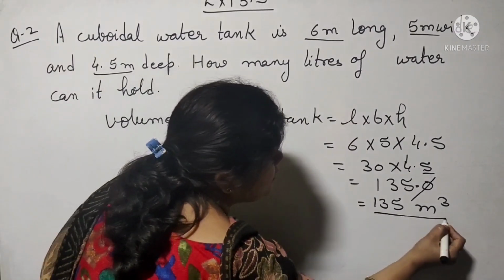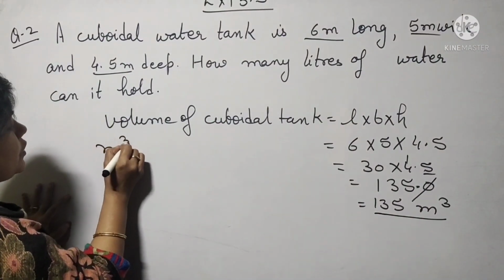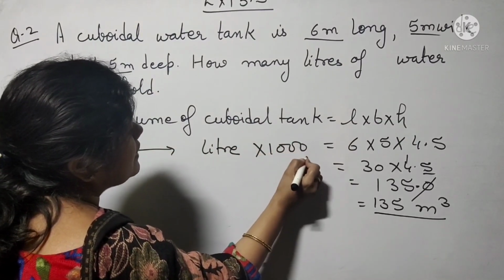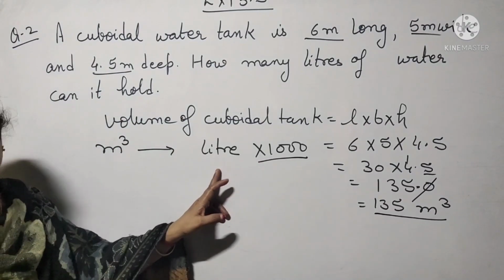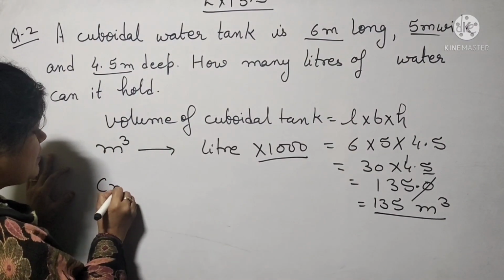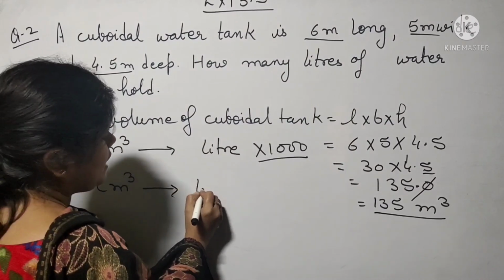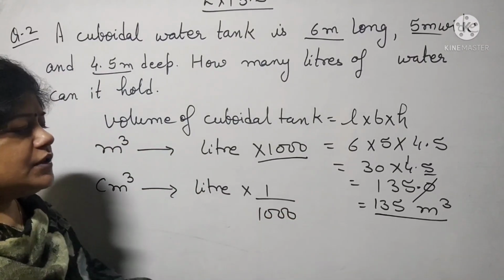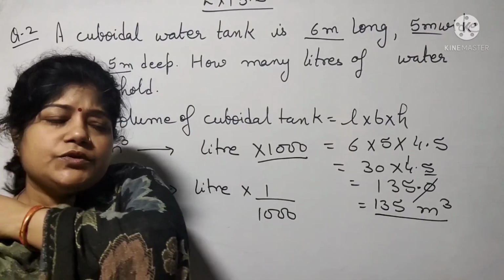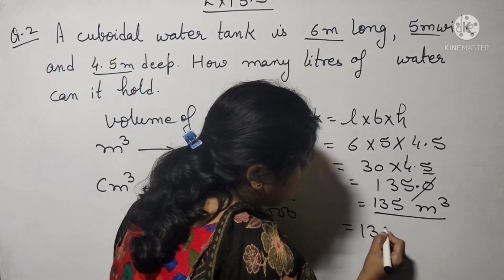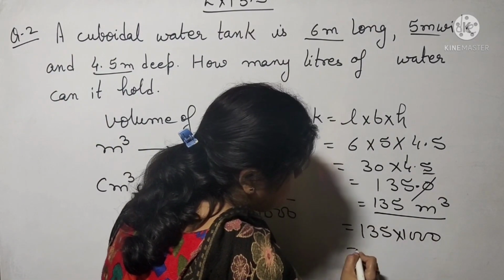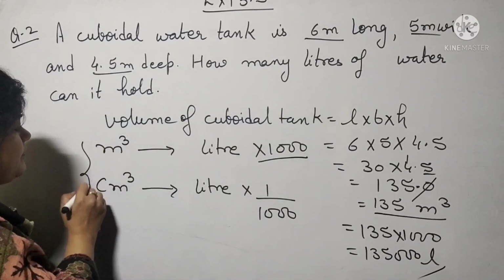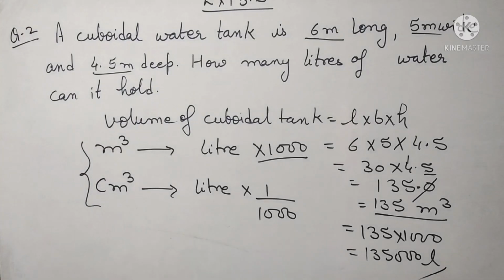But now listen carefully. Whenever we have the volume in meter cube and we have to convert it into liter, we have to multiply by 1000. Then its volume is converted into liters. But when we have volume in centimeter cube and we have to convert it into liter, we have to divide it by 1000. So in this case, we have the volume in meter cube, so we have to multiply with 1000. 135 into 1000 is equal to 135,000 liters. So please remember this trick in order to solve these types of problems.